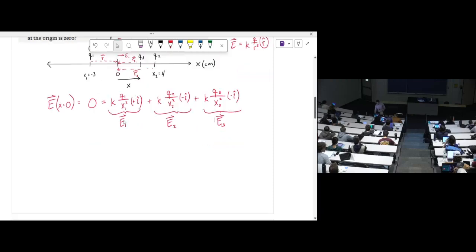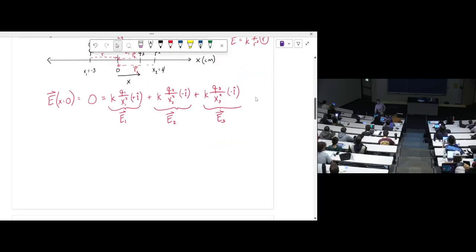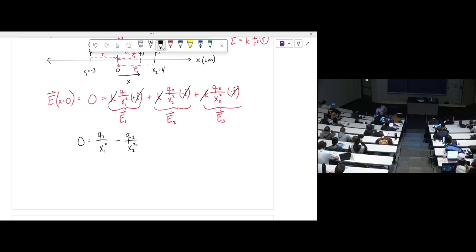So following Maggie's advice, we've got 0 equals all of this stuff here. The easiest thing to do would be to divide the whole equation by k. So those are going to go to about 1. And then we divide the whole equation by i hat. And so I've got 0 equals q1 over x1 squared minus q2 over x2 squared minus q3 over x3 squared. And what we're solving for is x3.